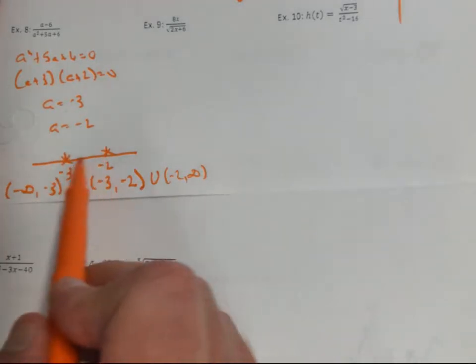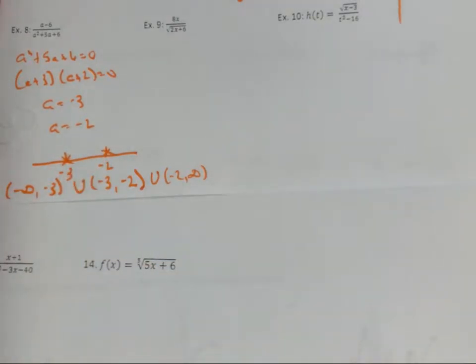Because these are pit stops in my journey through the number line. So I've got to stop there and make a notation. Okay?